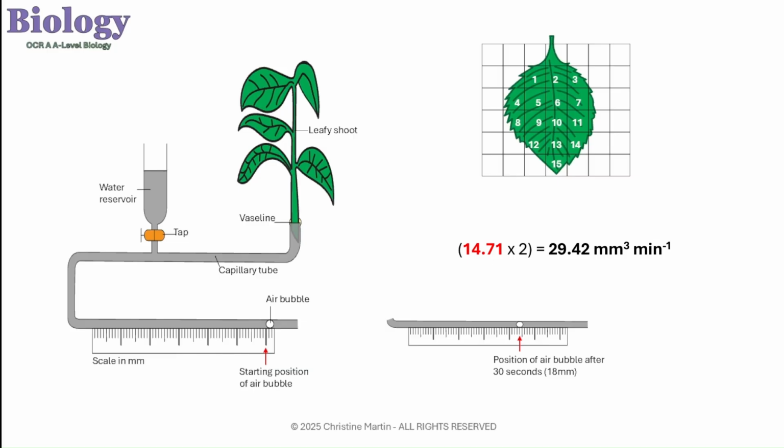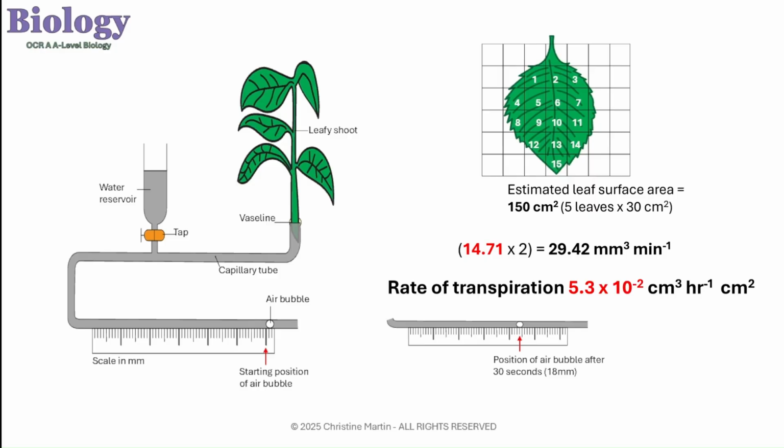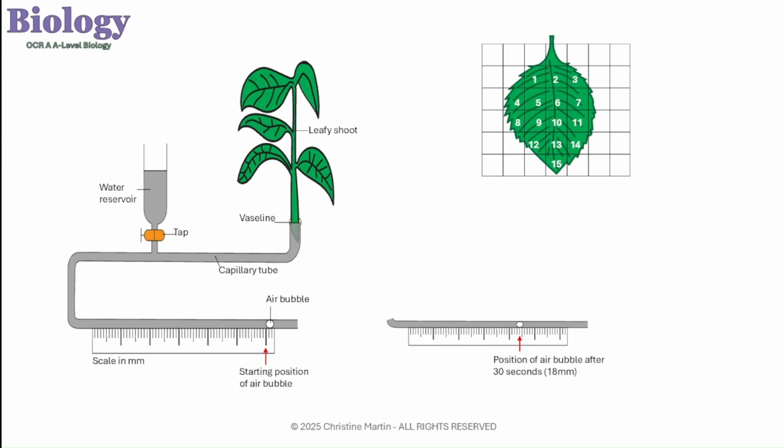If we estimate the total leaf area of the shoot to be 150 centimeters squared, we can then work out the rate of transpiration. We could calculate the rate of transpiration in centimeters cubed per hour per centimeter squared. As transpiration is due to the evaporation and diffusion of water vapor from the leaf, the rate of transpiration can be affected by different environmental factors such as light intensity. High light intensity causes stomata to open wider, increasing the rate of transpiration.